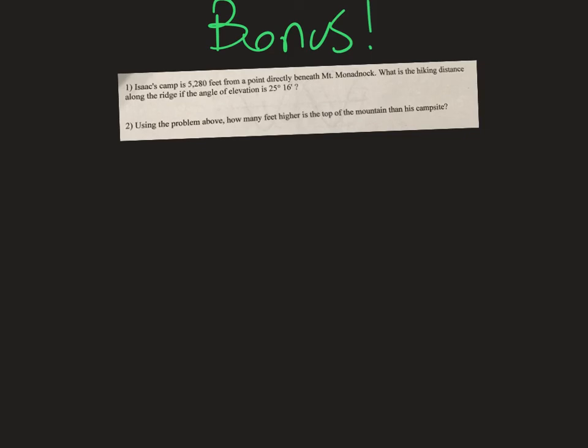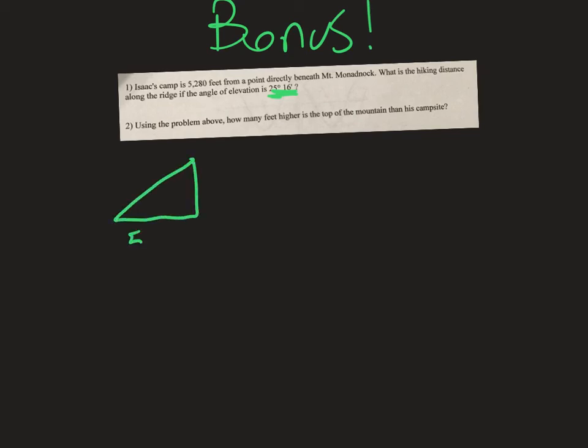So we're talking about Isaac who's out camping and he wants to hike a mountain, all right? So according to this, Isaac's camp is 5,280 feet or 1 mile from a point directly below Mount Monadnock. I can't say that anyway. What is the hiking distance along the ridge if the angle of elevation is 25 degrees and 16 minutes? Yeesh. They threw us a curveball by making this unit kind of funky, but it's not something we can't handle, all right? So first thing, let's draw a picture.